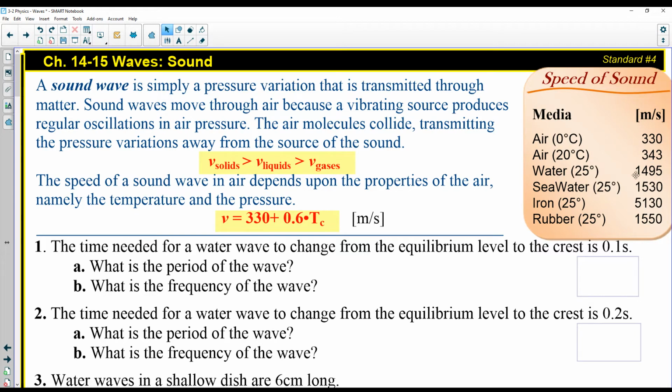Through the water, this is how fast the speed of sound will travel through the water. Through the seawater, even faster because there is salt involved. So there's like even more matter. Through the iron, through the rubber. And so through the solid is the fastest speed, through the liquid and through the gas is the slowest. In vacuum, there is no sound travel. And then the velocity has a formula. You don't have to memorize this formula, but there is a formula that it's 330 at 0 degrees Celsius plus 0.6 times the temperature in Celsius. And you will see this in your notes as well.